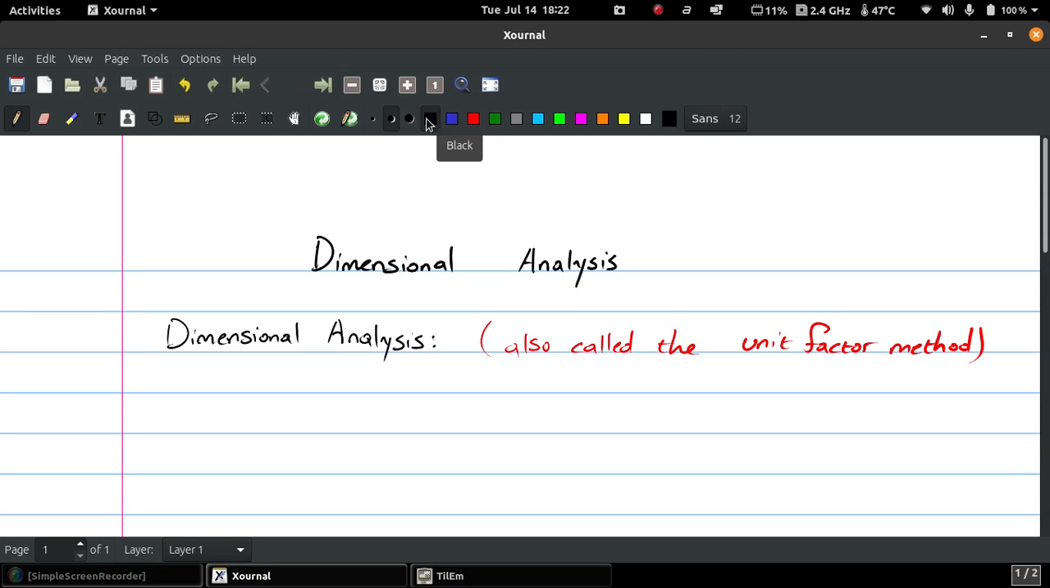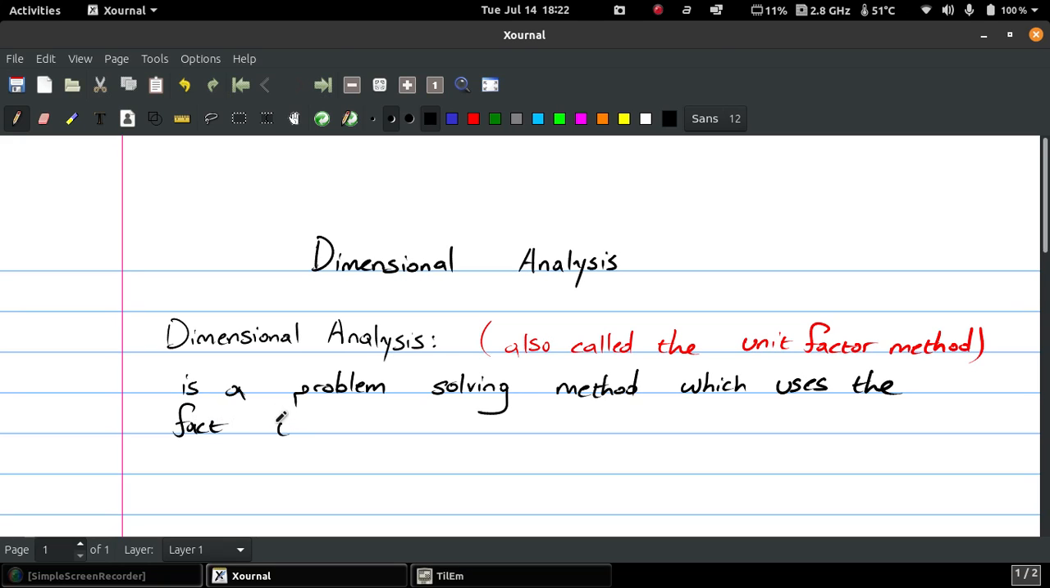So, also called the unit factor method, is a problem solving method which uses the fact that multiplying a number by 1 does not change its value.